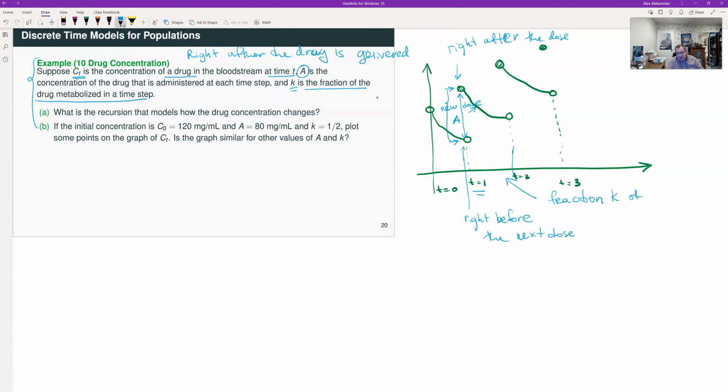Fraction K of the drug is metabolized. Okay, so part A of the problem says, what is the recursion formula that models the change of the drug concentration from one time moment to the next time moment? Okay, why don't we try to work out on that part?